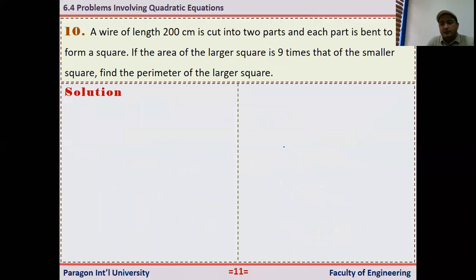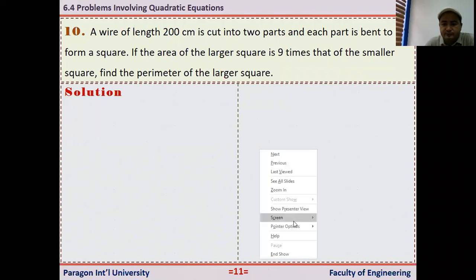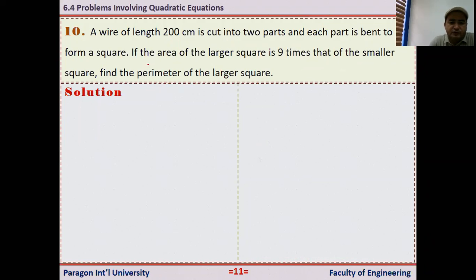All right, the last problem for today. A wire of length 200 centimeters is cut into two parts, and each part is bent to form a square. If the area of the larger square is 9 times that of the smaller square, find the perimeter of the larger square.